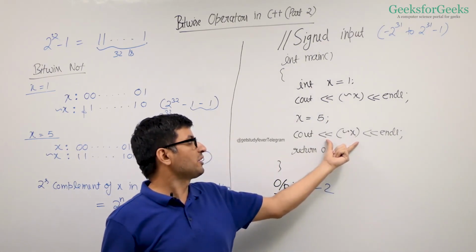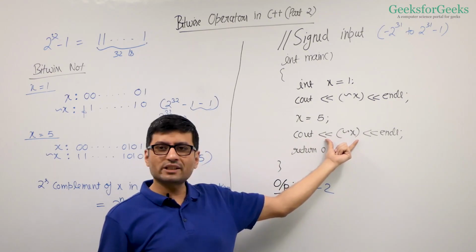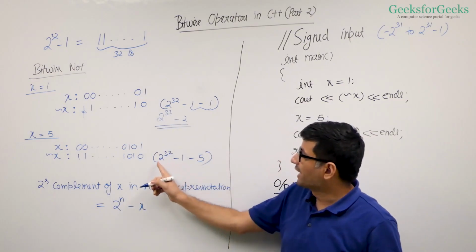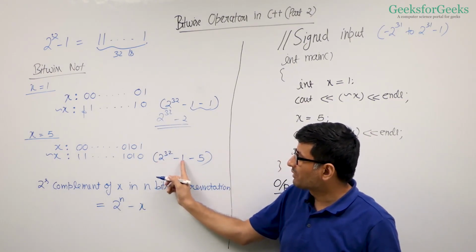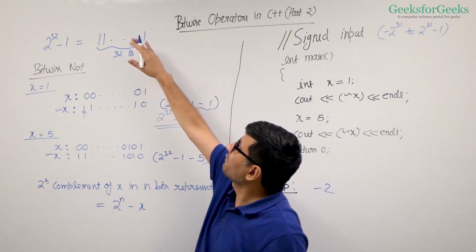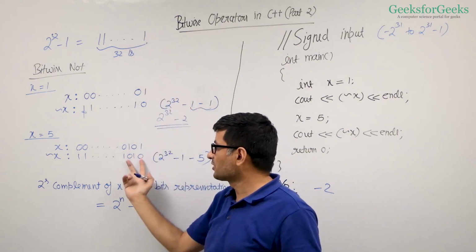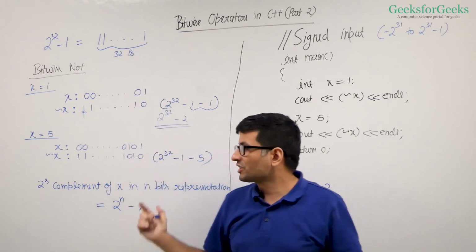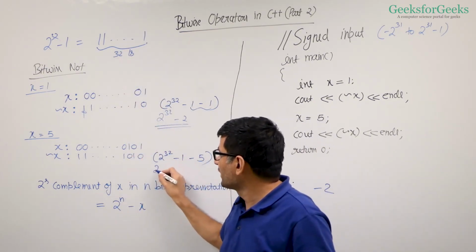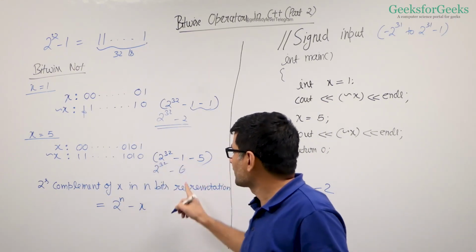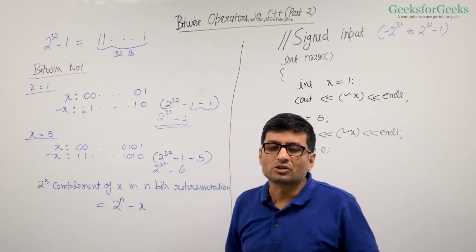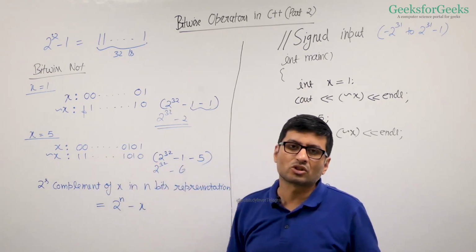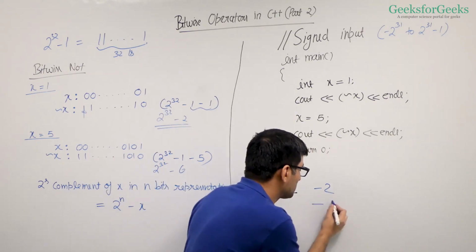Now if you print the value of this, can you guess? Can you pause this video and try to guess the output for this one? What will you get here? We get 2 raised to the power 32 minus 1 minus 5. Basically, we have subtracted 5 from this number. These two ones here become zeros. So what is this value? This is 2 raised to the power 32 minus 6. So what is x here? x is 6. So this is the 2's complement representation of minus 6, and you will get the next output as minus 6.